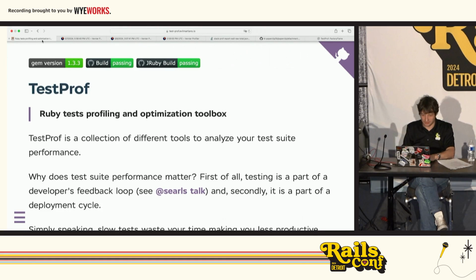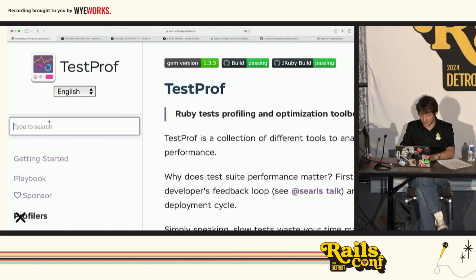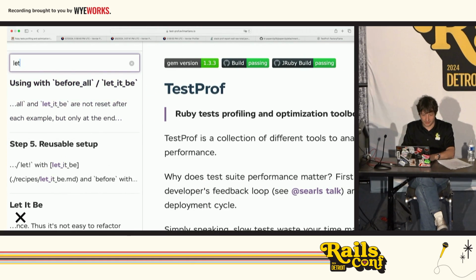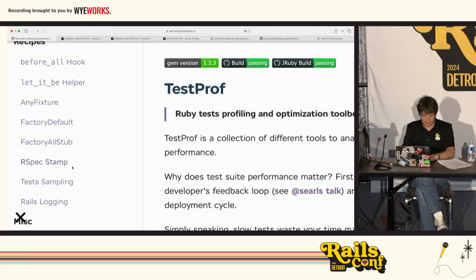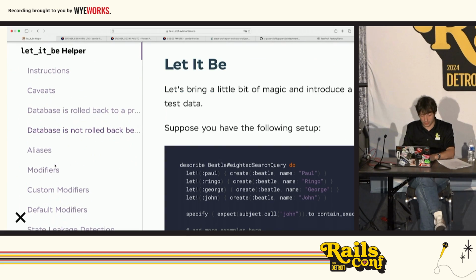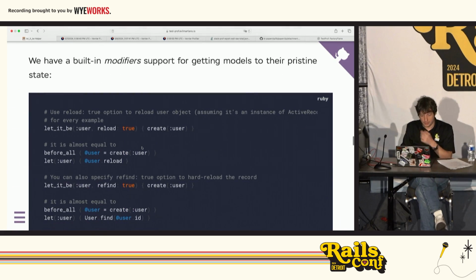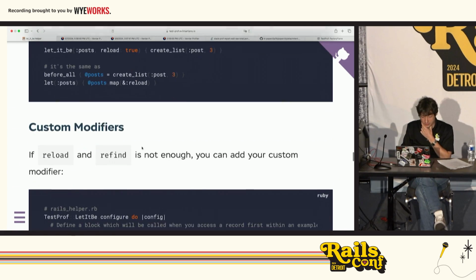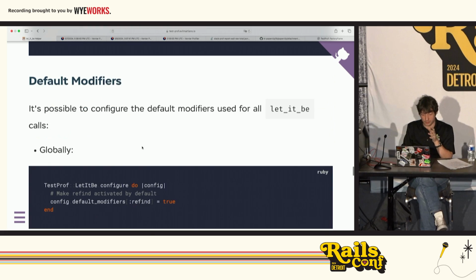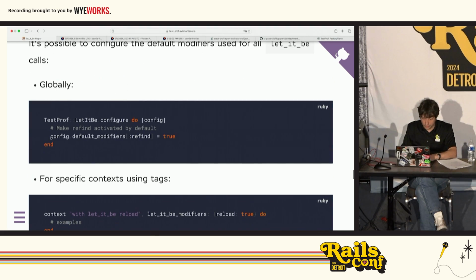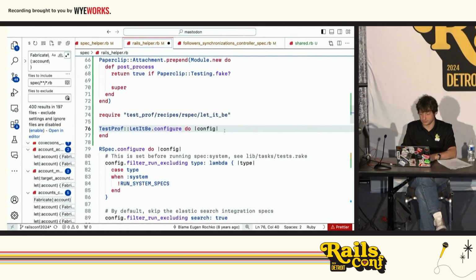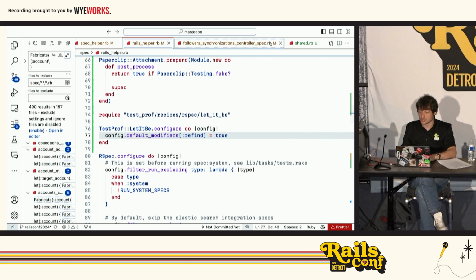Okay, let me take a look at the documentation. I don't remember it. So let_it_be. Okay, modifiers, custom. You can add, yeah, there's a lot of stuff. Yeah, okay, that's what I was looking for. Default modifiers, refine, true. That's it.